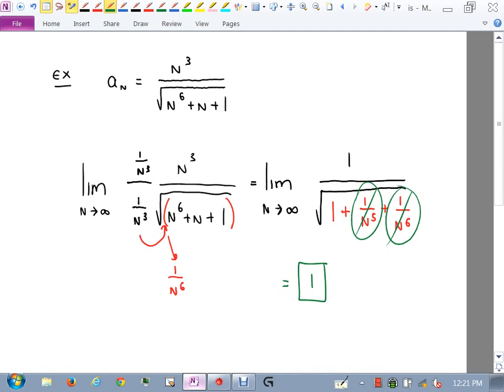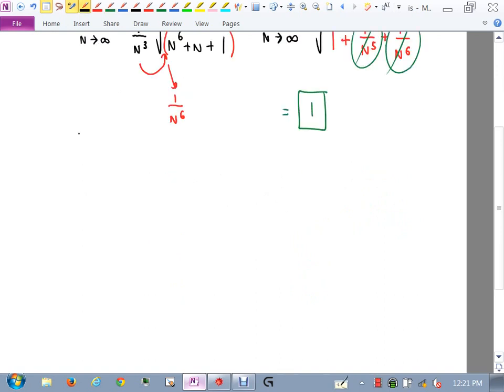Standard trick here, standard approach to a limit like this. How many of you have seen that? A couple? All right, you got a lot of work to do.